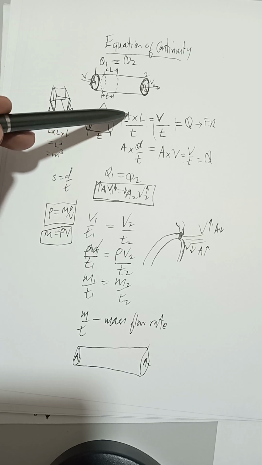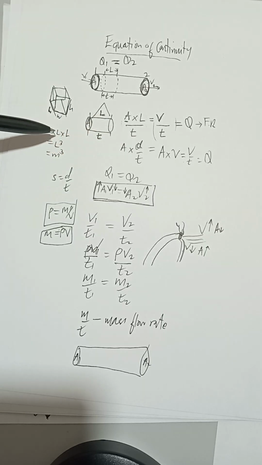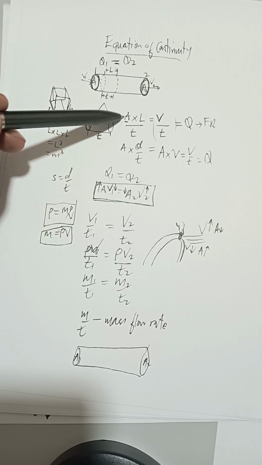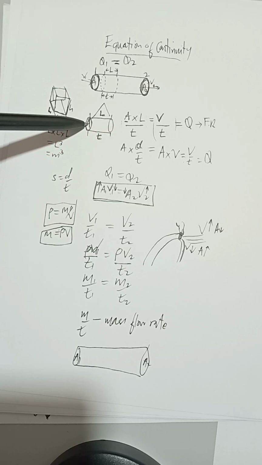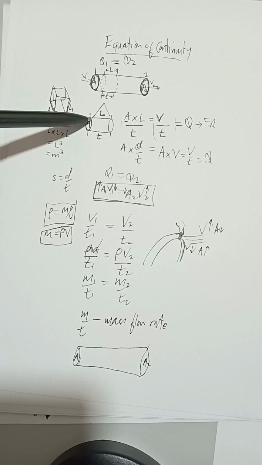Now, area times length equals volume. Basically volume is length times width times height, so L times L times L, L cubed. The SI unit of volume is meter cubed. For a pipe, the area is the cross sectional area, with the formula pi r squared.